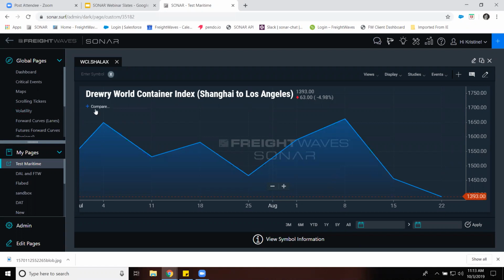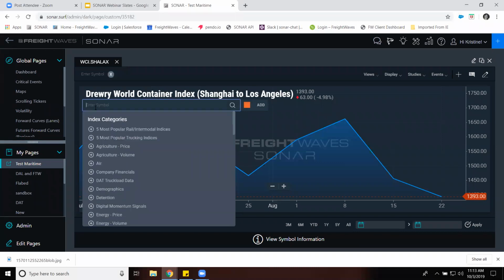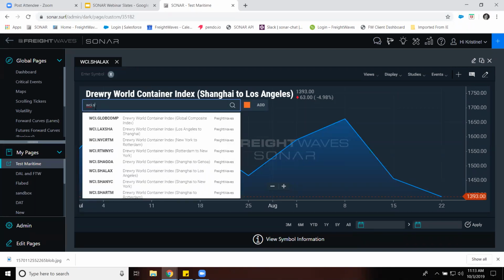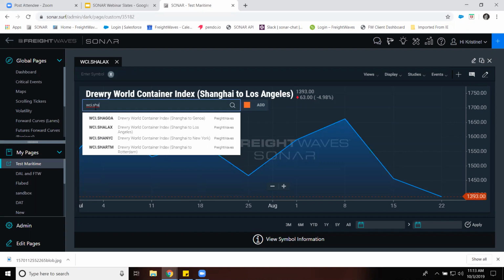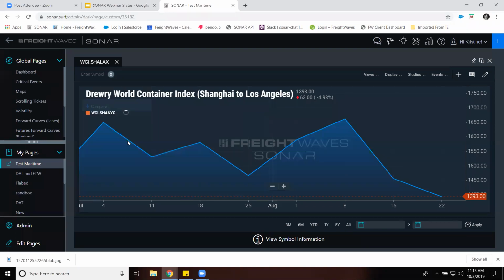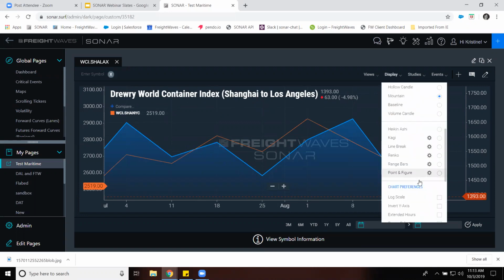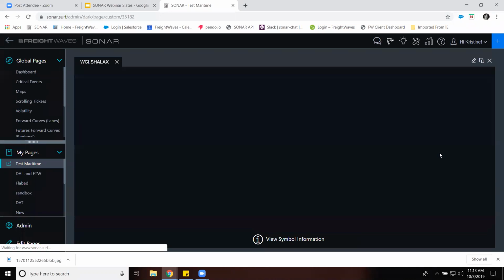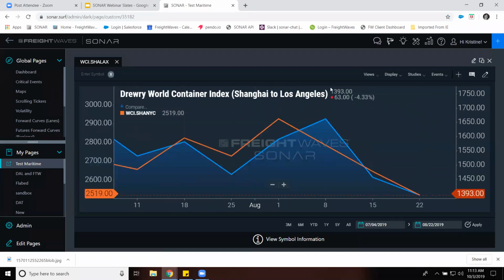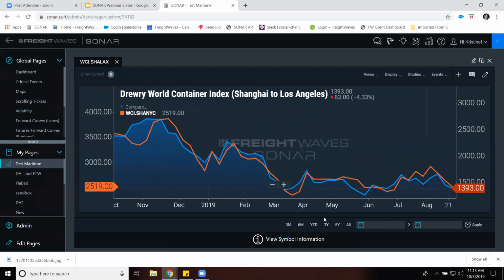Now, just like we did with the Baltic Index, where you pull up China to North America West Coast, let's pull up China to North America East Coast, which for the Drewry World Container Index is going to be WCI.SHA for Shanghai, and now you see down in there NYC. So we're looking at the rate from Shanghai to Los Angeles versus the rate from Shanghai to New York for a 40-foot container. I'll turn on the large fonts just so everybody can clearly see. And if we pull out a year, you see a very similar pattern. These move in tandem lots of times.